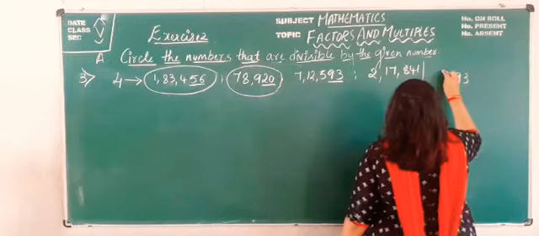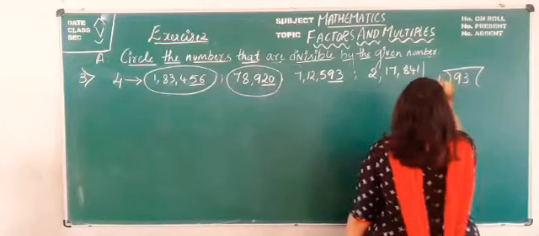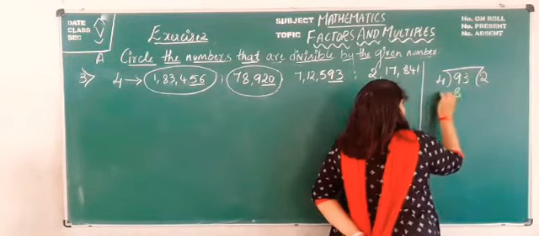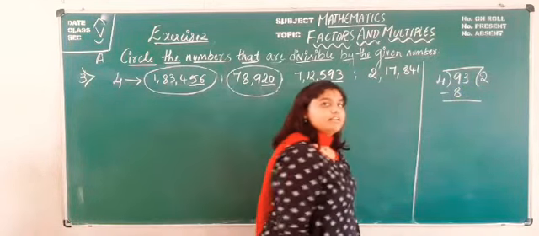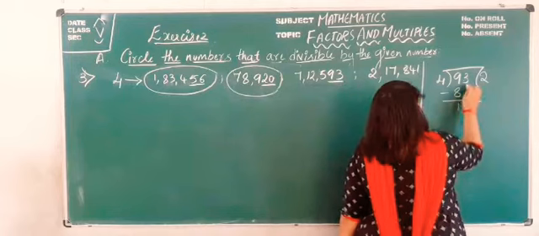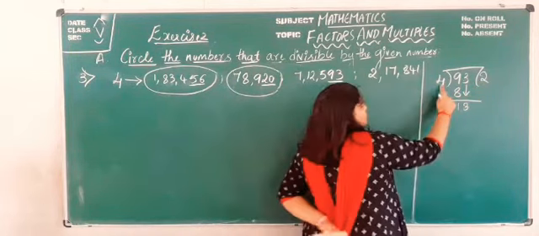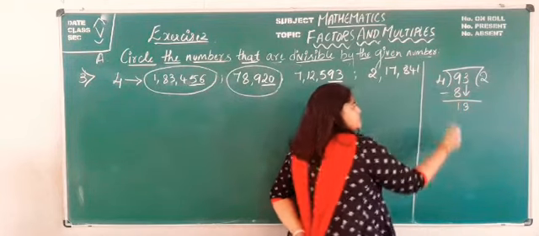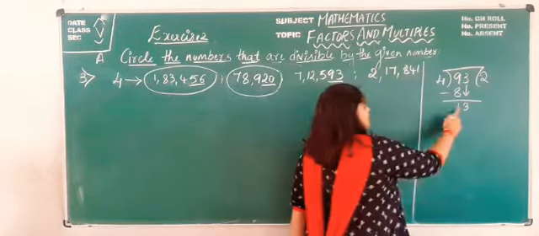Now we have to check whether 93 is divisible by 4. 4 twos are 8. What is 9 minus 8? 1. After subtraction, we bring one digit down, that is 3. So now we have 13.